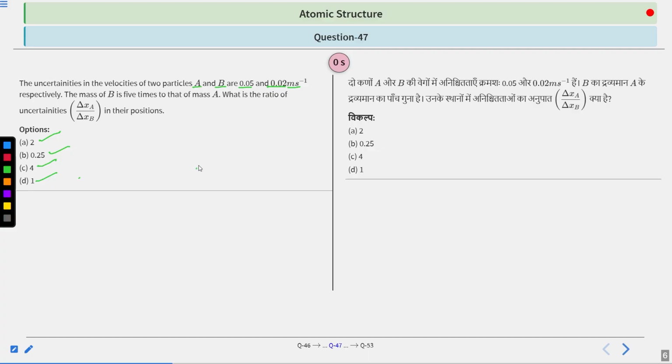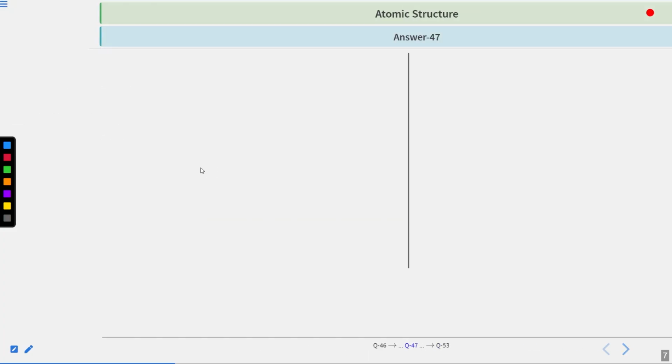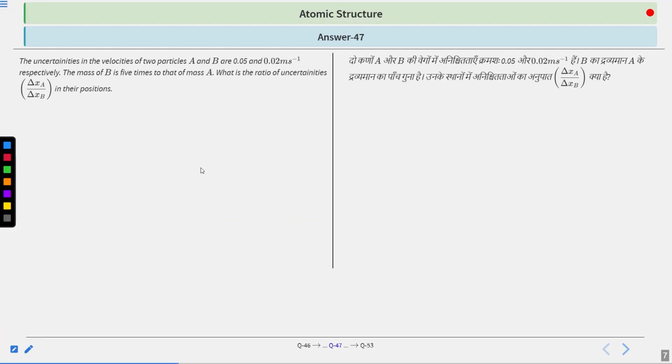Okay, now let us see the solution. So first of all, what is the question? The question has two pieces of information. First, their velocities are mentioned, the uncertainty in velocity is mentioned, and the relation between their masses is mentioned. So suppose the mass of A is x, then the mass of B will be 5x. As simple as that. Now you have to find the uncertainty in the positions.